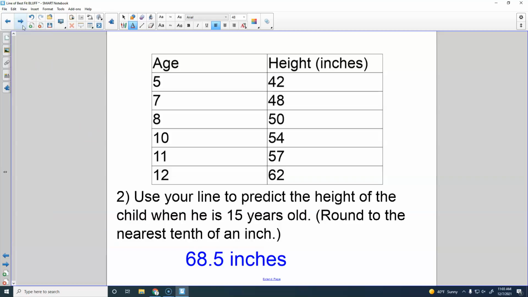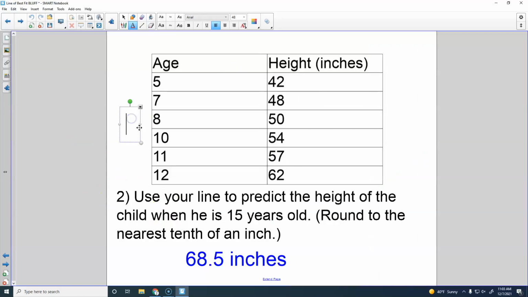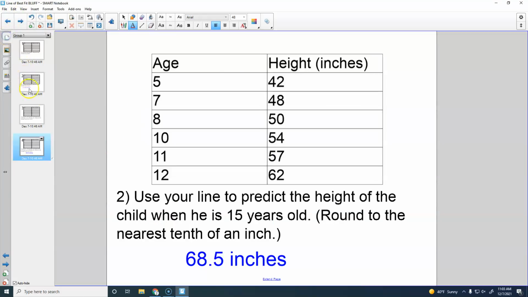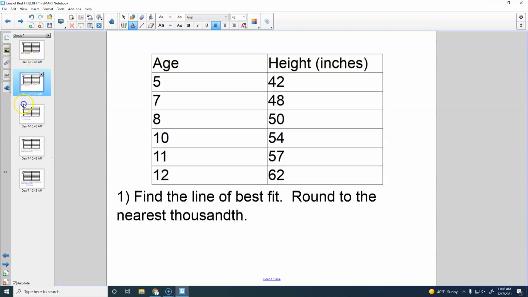You should get 68.5 inches. The quickest way to do it is just put x equals 15 into Desmos. You can do it by hand, but x equals 15 in Desmos will get you that answer the quickest. Okay? Questions? Alright.